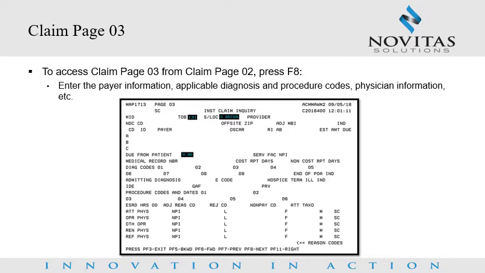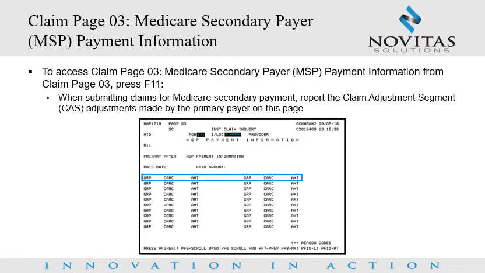Claim page 03. To access claim page 03 from claim page 02, press F8. Claim page 03 is where you would enter payer information, applicable diagnosis and procedure codes, physician information, etc. Claim page 03 has 2 subscreens, and like before, we will hit F11 to move to the right to access those screens. Claim page 03, Medicare Secondary Payer, MSP Payment Information.